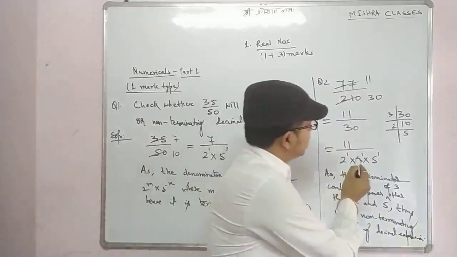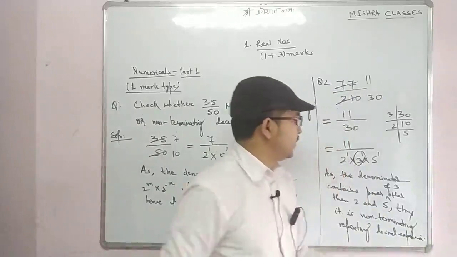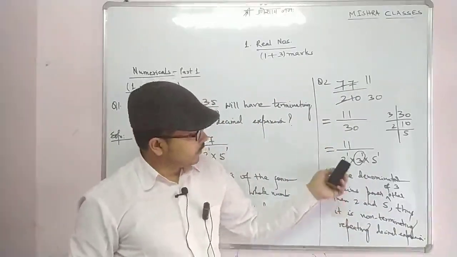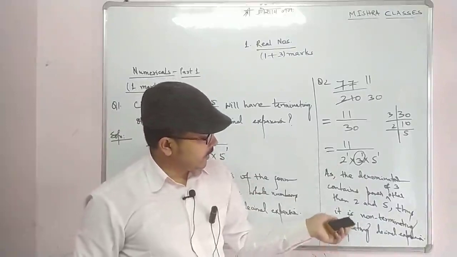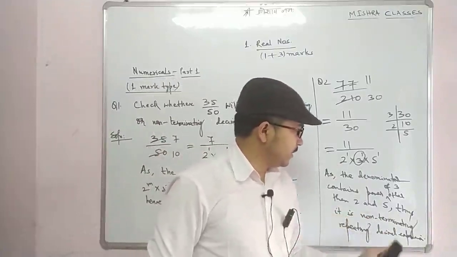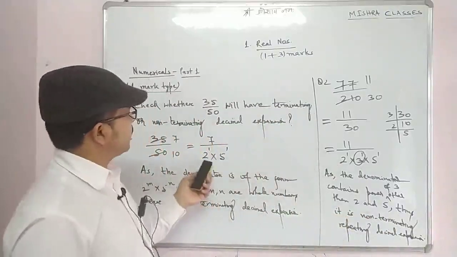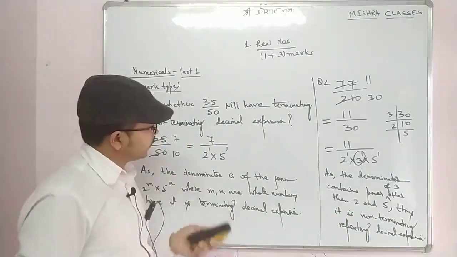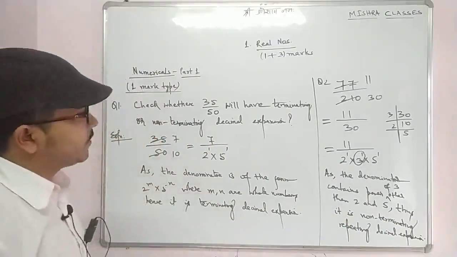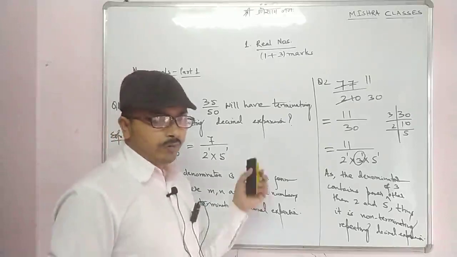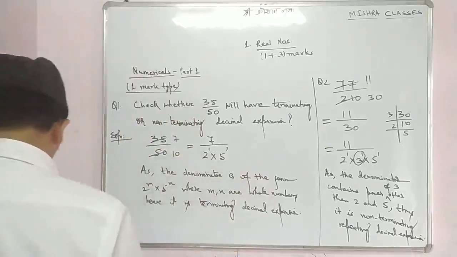Now this denominator is having extra prime factor, and that is 3. Because of this 3, we can say that it is non-terminating repeating decimal expansion, and in the earlier case it was having the powers of 2 and 5, so it was terminating decimal expansion. Is it clear? Now we'll move on to the next question.